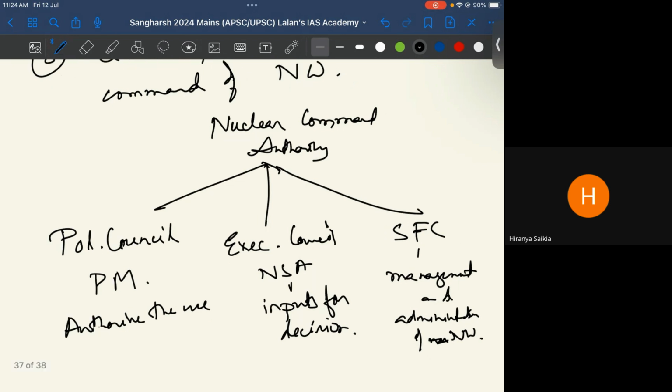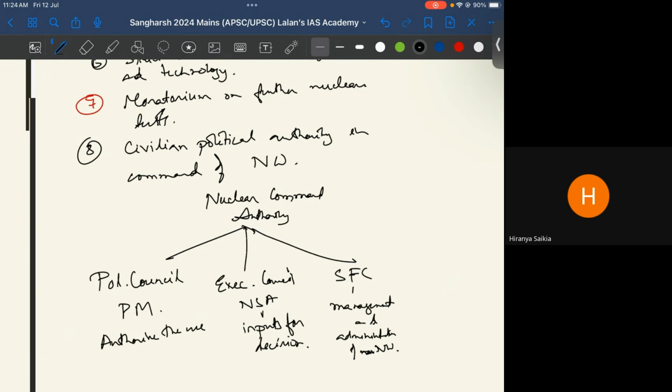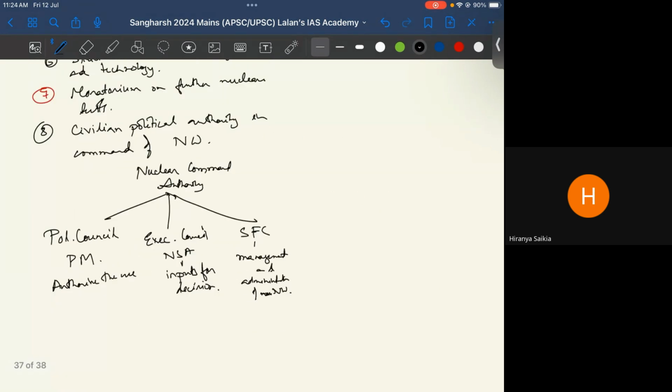Okay, so this is how our nuclear command is. So we are showing the world that ultimately, yes, India is a responsible nuclear power. India has a proper protocol, so we can recognize India as a nuclear weapon state in spite of it not signing NPT.